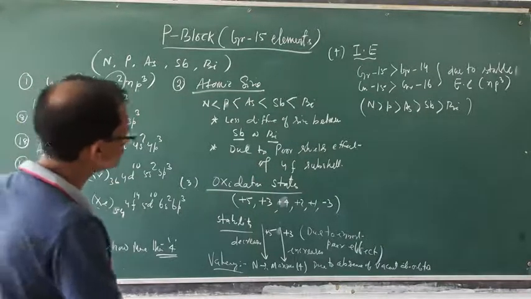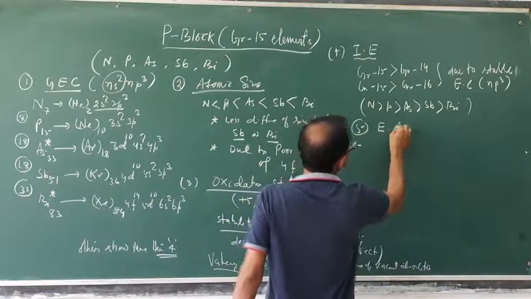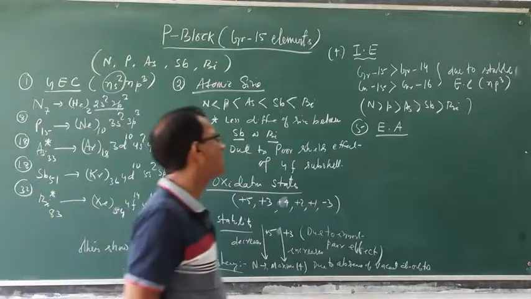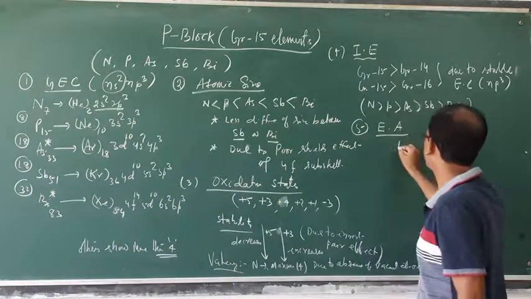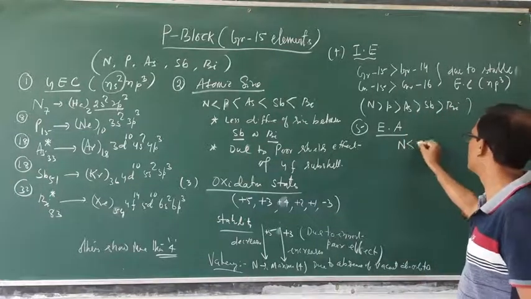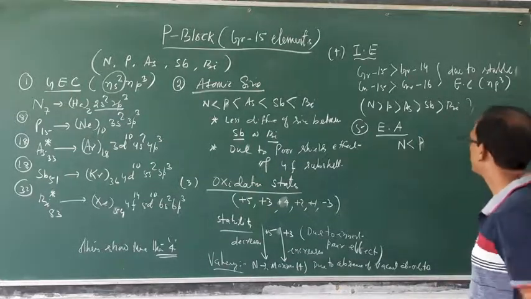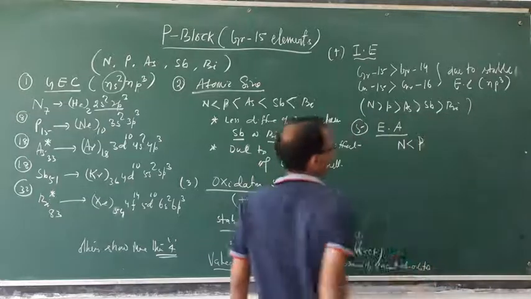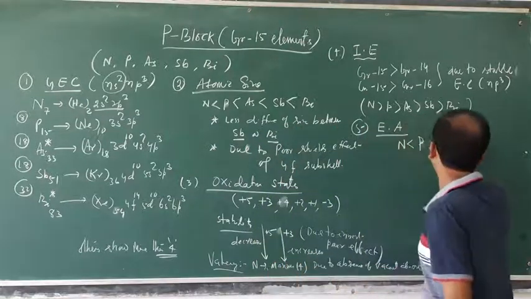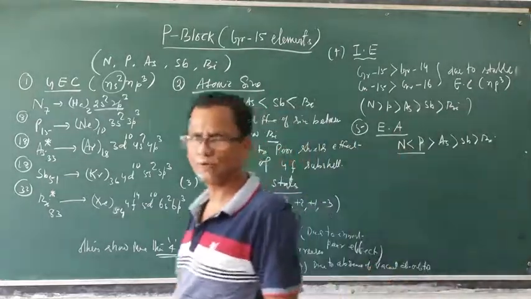Then regarding electron affinity, if you compare, the order is nitrogen generally less than phosphorus, then phosphorus greater than arsenic, then antimony, then bismuth. This is the only difference, nitrogen and phosphorus.